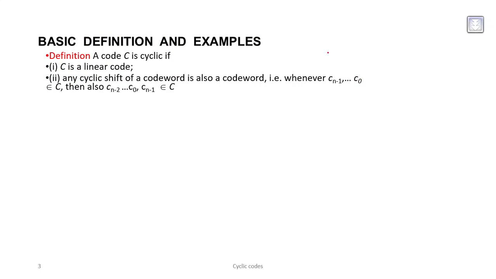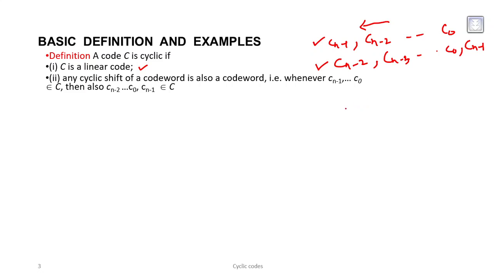So the definition of cyclic code says that a cyclic code is a linear code, and second, a cyclic shift of a code word is also a code word. That means if we take a code word c of n minus 1, c of n minus 2 and so on, c naught, and shift it left or right by 1 or 2 positions or n positions, then if I am shifting it by 1 position, c of n minus 2 and so on, c naught, c of n minus 1, if this is a valid code word, then this will also be a valid code word. Let's try to understand this with an example.